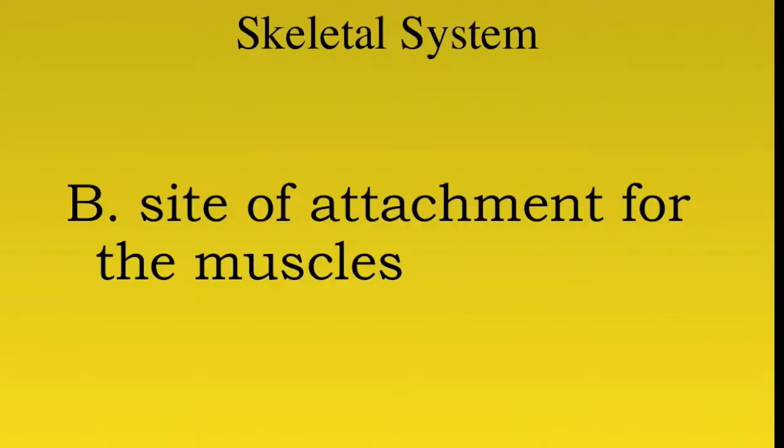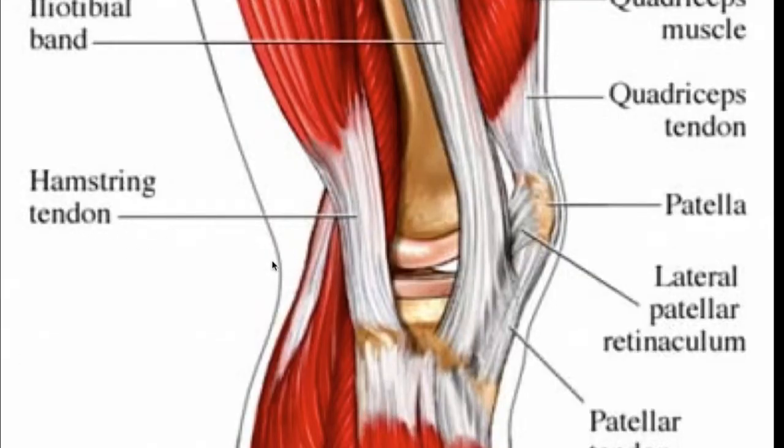Second thing, it's a site of attachment for muscles. And you know that very well now by looking at the chickens. And here's a great example of our knee where we have the tendons here and the muscles. And so without that, remember, muscles contract and they pull the bones to them, which hence we move.